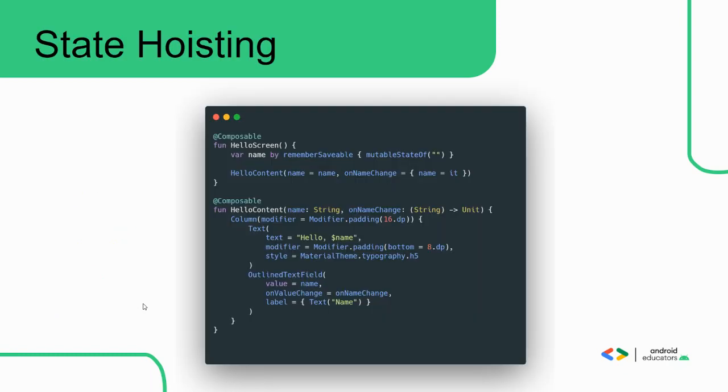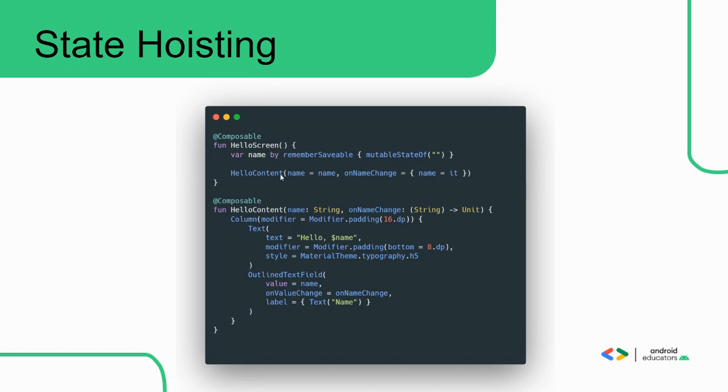Now, this is the example of state hoisting. You can see here, I have provided name as a parameter of this hello content, and on name change. So whenever the on value change gets called as a click listener, or the value gets changed when the user types in, we will be calling this function. So you can see from the callee's perspective.